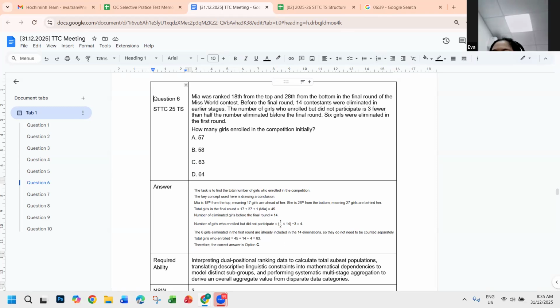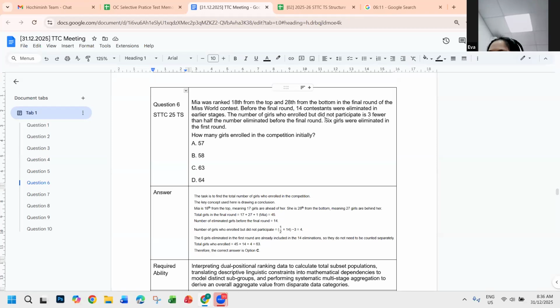And the number of girls who enrolled but did not participate is 3 fewer than half of the number eliminated before the final round. We will find half of the girls eliminated: 14 divided by 2 is 7, then 7 minus 3 equals 4. So the number of girls who enrolled but did not participate is 4.